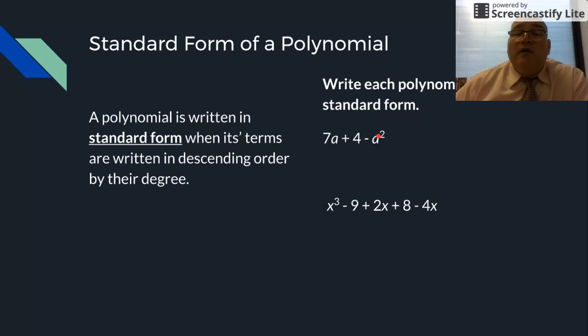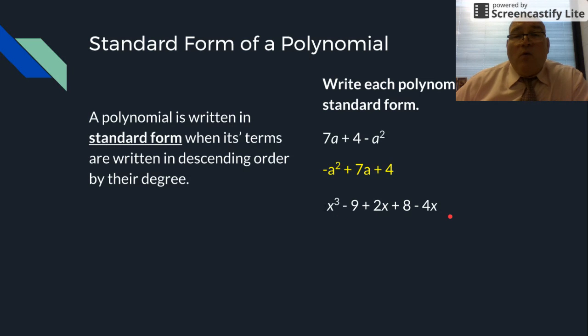In our first example, the term with the highest degree is actually the third term. The third term is the one with the highest degree because it's a degree of 2. So it's going to come first. Then the 7a, which is degree 1, and then finally the constant of 4. Notice that the signs that were in front of the respective terms stayed there. So a squared, even though it was last, is still negative when it comes first. The 7a is still positive, and the 4 is still positive.